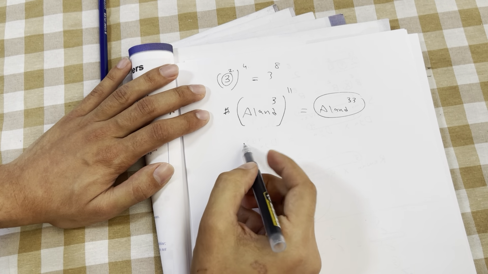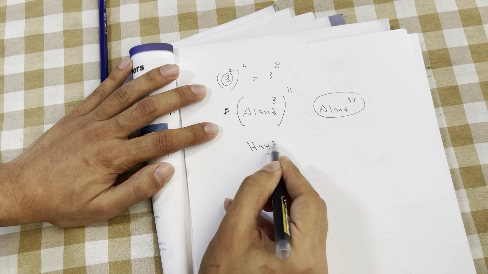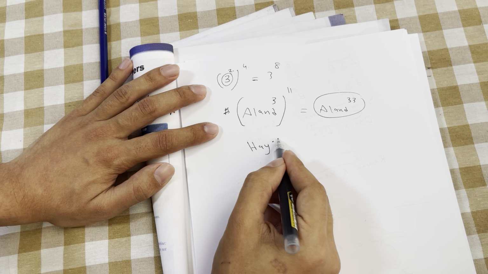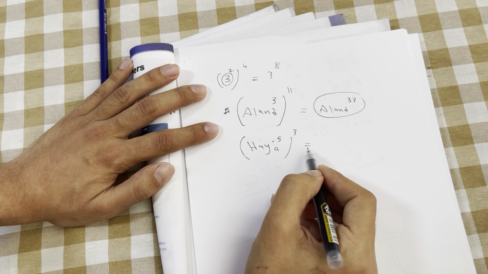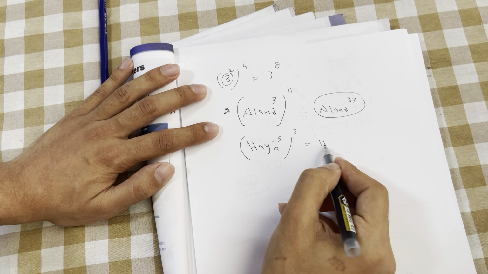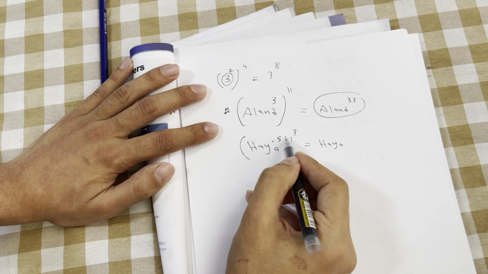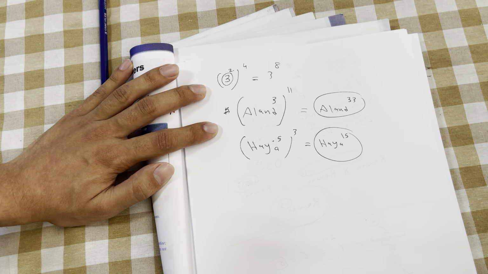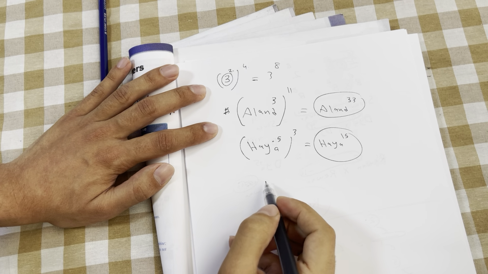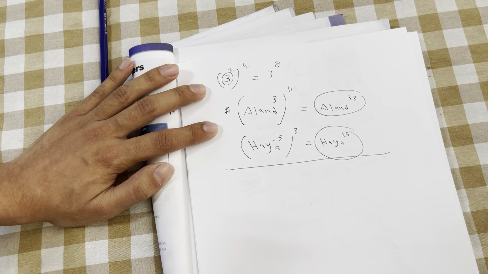For example, if you have a base with power 5 and power 3, we have to keep the base, and 5 times 3 equals 15. So this is like that.